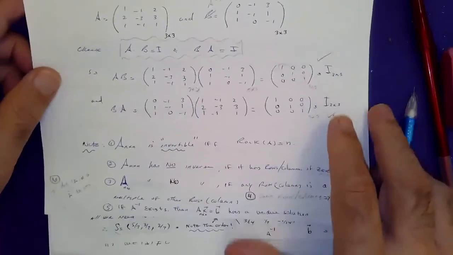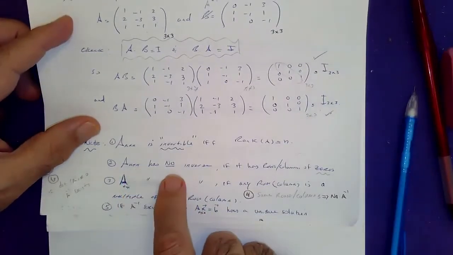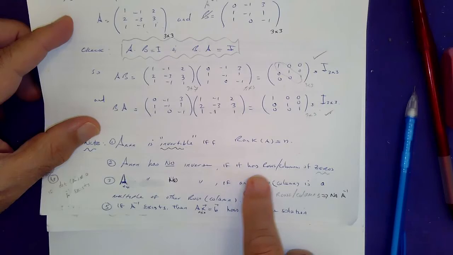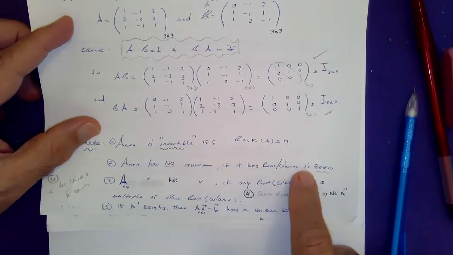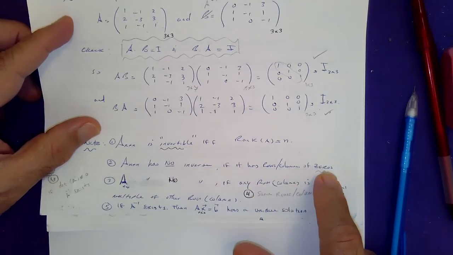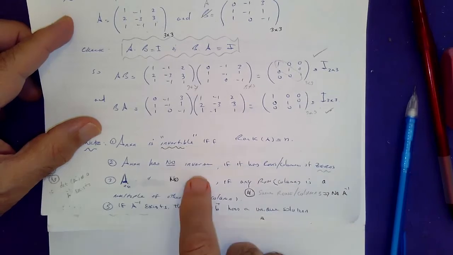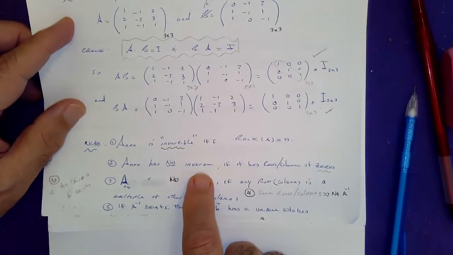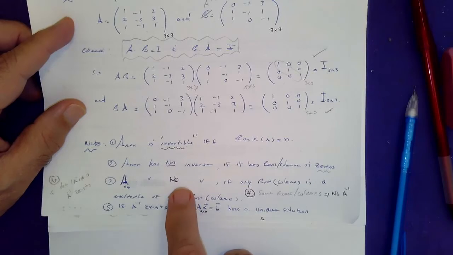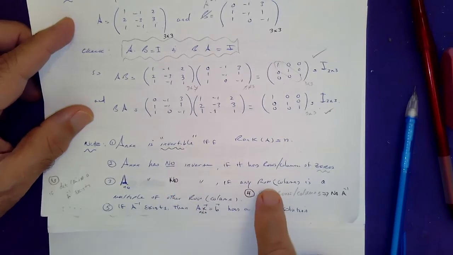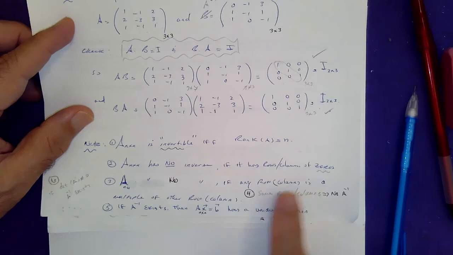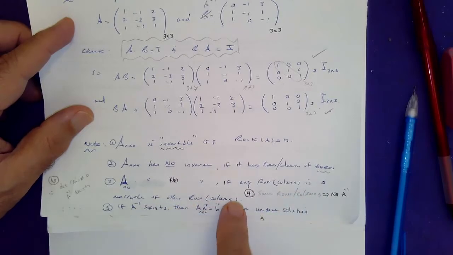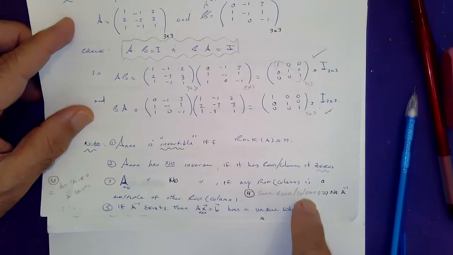A square matrix does not have an inverse if it has rows and columns of zeros. So if you have rows and columns of 0 in any square matrix, you can bet your money that matrix has no inverse. Also, a matrix has no inverse if any row or column is a multiple of any other row or column, or if they happen to be the same row or column, then no inverse.